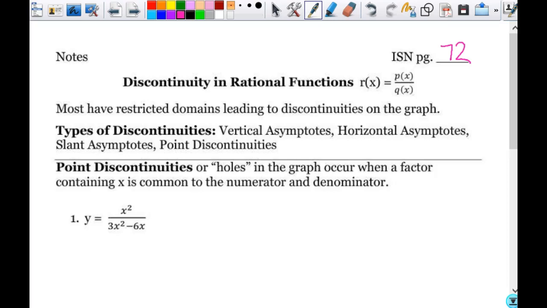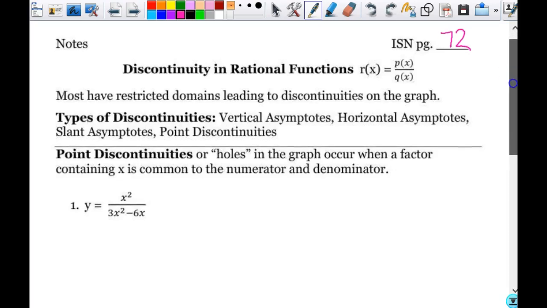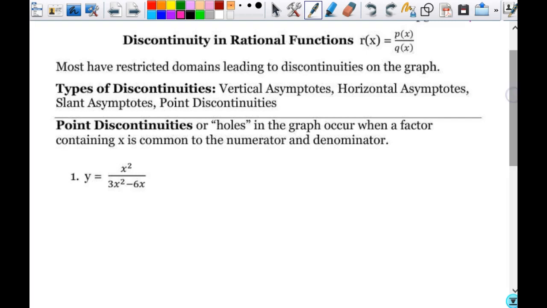All right. So this is on page 72. Discontinuity in rational functions. Most rational functions have restricted domains leading to different discontinuities, which again are all a review. We can have vertical asymptotes, horizontal asymptotes, slant asymptotes, and point discontinuities.